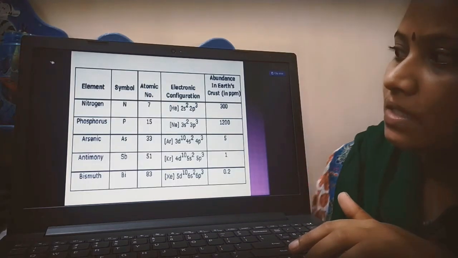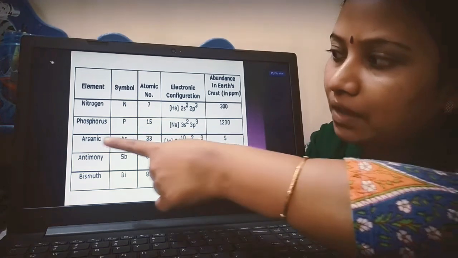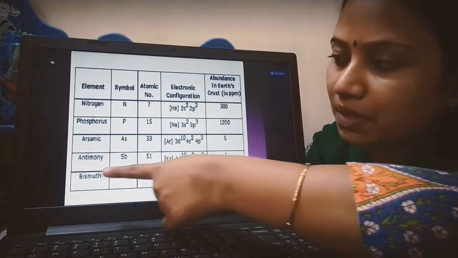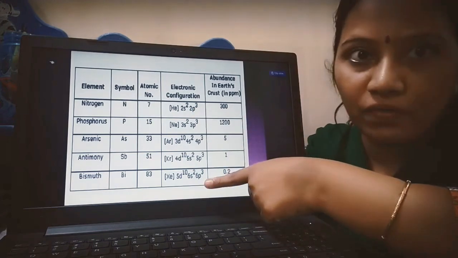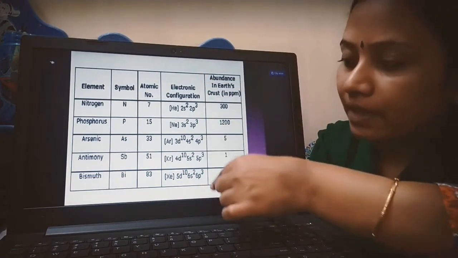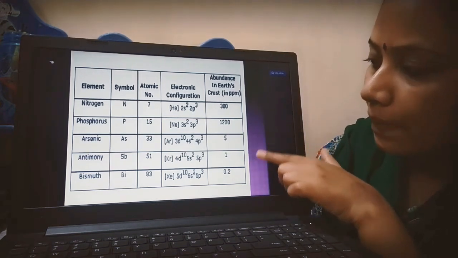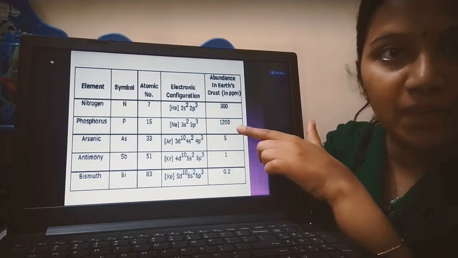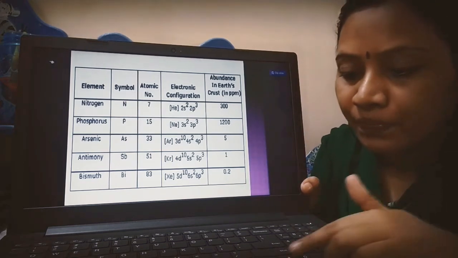Now these are the elements. What is the symbol of nitrogen? N, phosphorus P, arsenic As, antimony Sb, bismuth Bi. This is their atomic number and this is their electronic configuration. And this is their occurrence in parts per million in the earth's crust. Which is the most abundant? The element is phosphorus, and the one which is the least is bismuth.